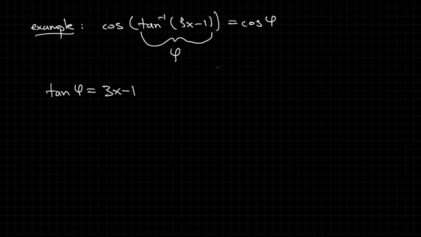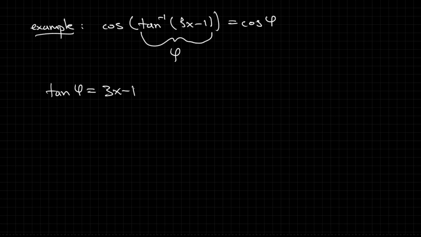Now that we have done in a previous example how to compute cosine of tan inverse of 3x minus 1, I wanted to go through this example in a slightly different way that is very frequently used. And so I have written some of the solution that we had before, that we defined tan inverse of 3x minus 1 to be phi, and we're trying to figure out what cosine of phi is.